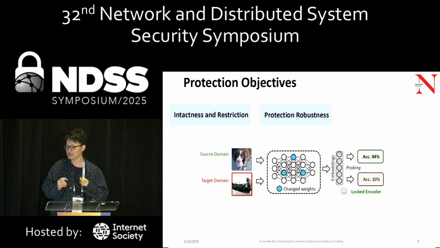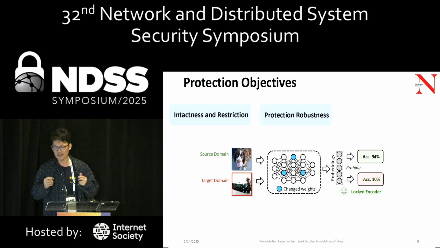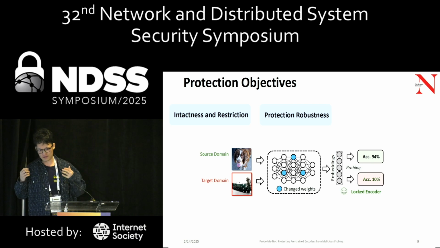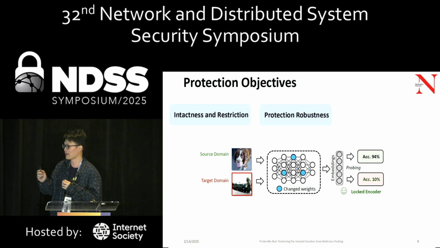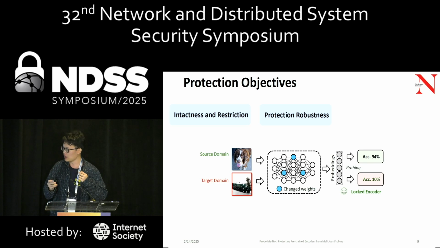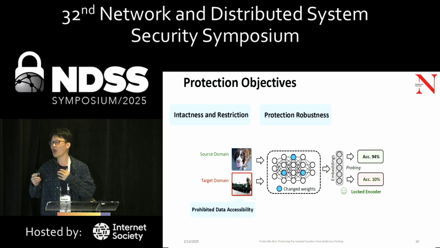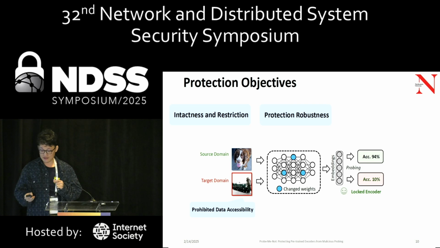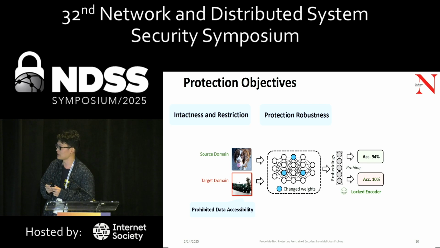And the last, but I think the most important, is this: we have a clear understanding of the source domain, which is what the pre-trained model was originally designed for, but what are the target domains? This problem is not addressed by most previous works. So we try to think about how the defender can access these target domains, because we have no very clear definition of them. This is our third objective, prohibited data accessibility.